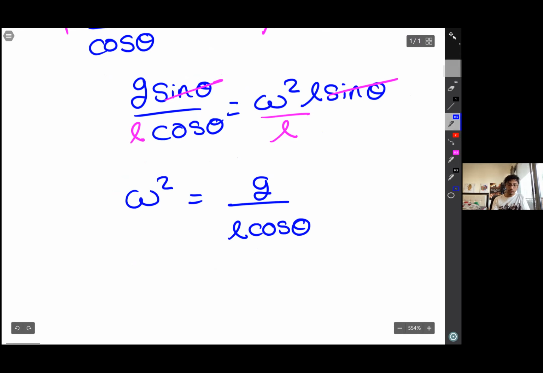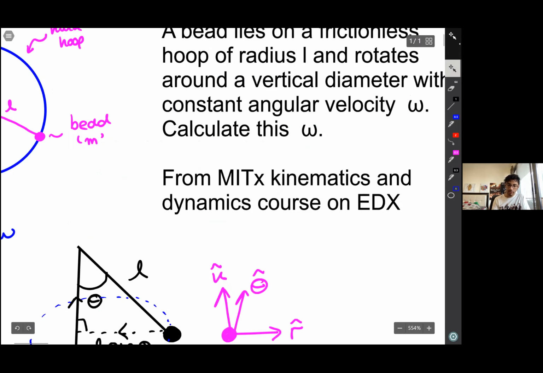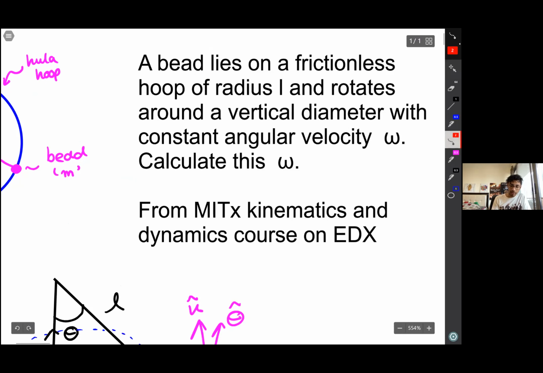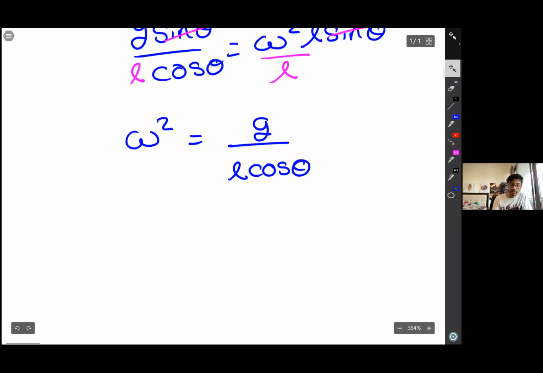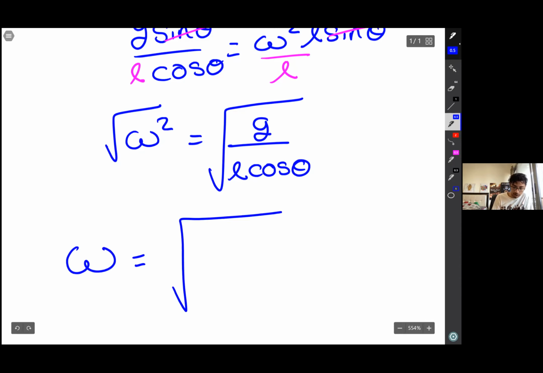Now, what was the question? The question was to find out the angular velocity omega. So very simply, from this equation, all we have to do is take the root on both sides. And we finally get that omega is equal to the root of g over L cos theta.